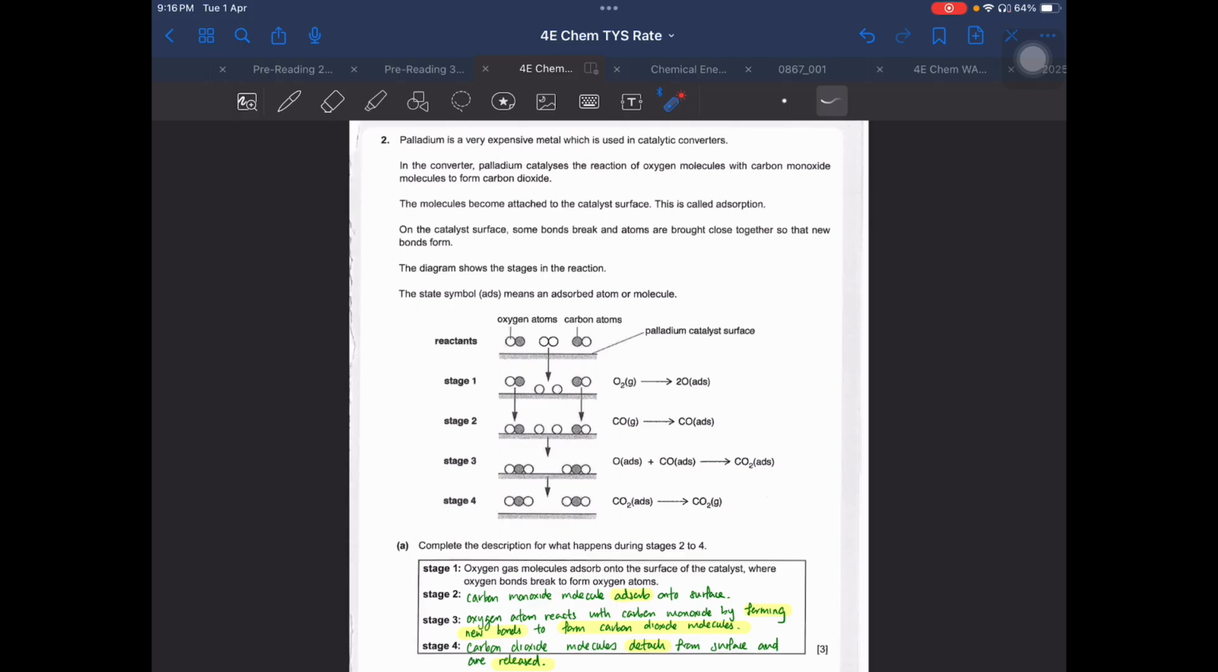Okay, so what happened over here is that they mentioned in this paragraph that this whole thing is using palladium, which is a very expensive metal, and it's a catalyst, right? What does it do as a catalyst? It allows the oxygen and the carbon monoxide to react together.